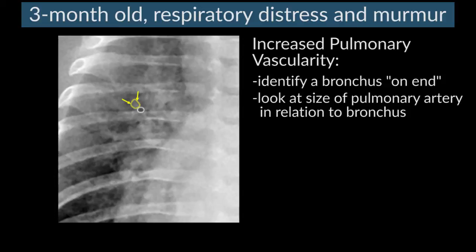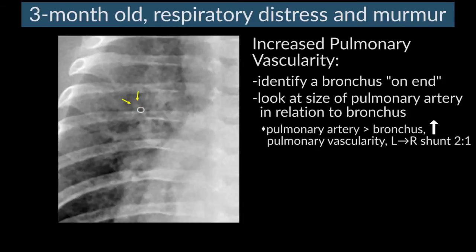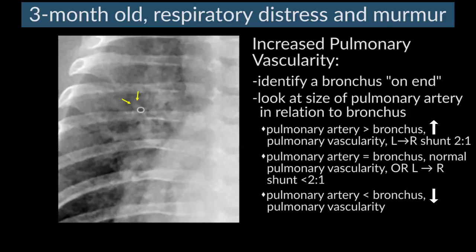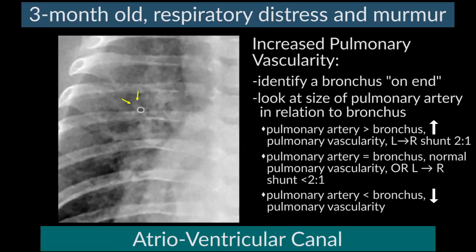And we look at the size of the pulmonary artery in relation to the bronchus. If the pulmonary artery is bigger than the bronchus, then we have at least a 2-to-1 left to right shunt. If the pulmonary artery is the same size as the bronchus, then the pulmonary vascularity is normal, or the shunt is less than 2-to-1. If the vessel, on the other hand, is smaller than the bronchus, we have diminished pulmonary vascularity. This child has a left to right shunt as the result of an atrioventricular canal.